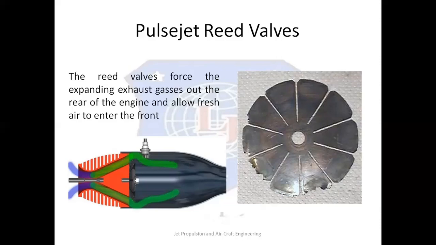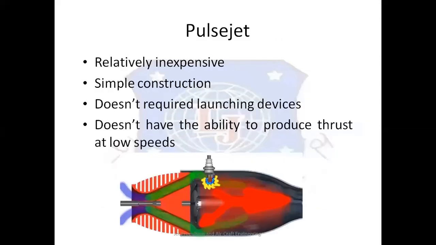So pulse jet engine is highly suitable for bombers and target missiles, as it is useful for short flights. It produces very high noise and severe vibrations due to intermittent pulses. So these are a few drawbacks of the pulse jet engines.